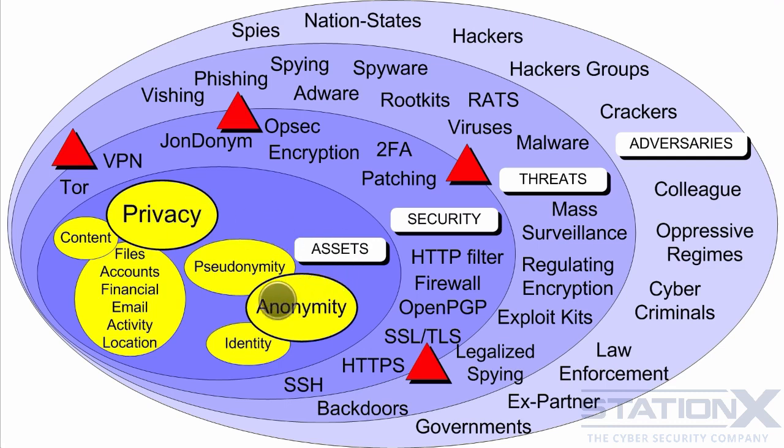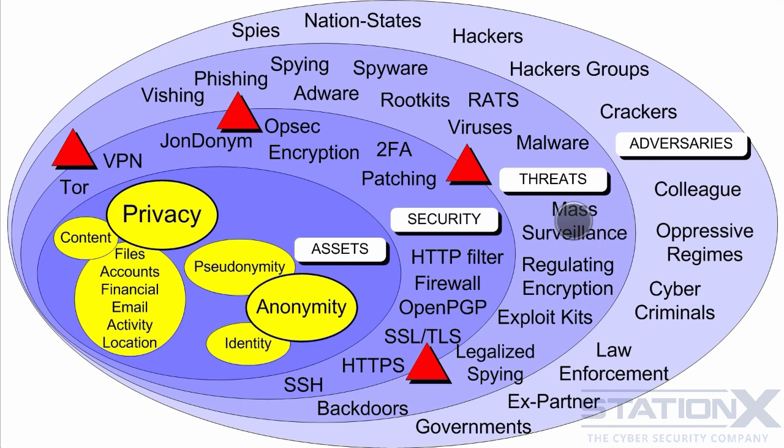The assets are individual to you, your personal needs. And to protect these assets, we apply security through various security controls. Security controls are VPNs, encryption, OPSEC, patching, HTTP filters, OpenPGP, locked screens, and the others that you can see here. So this means that security is the degree to which our assets are resistant to threats from our adversaries. And we select security controls based on the type of threats and adversaries that we face.